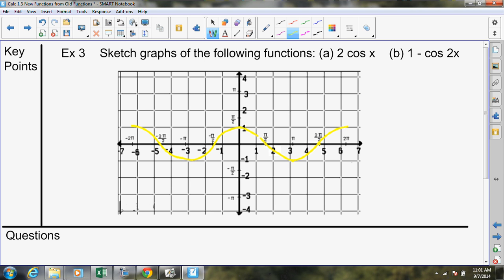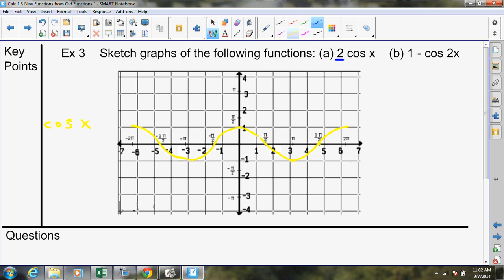Here's our cosine function. This is the parent. So, for part A, what does this 2 do for us? Well, since the 2 is being applied outside the cosine, that's being applied to the image, that tells us we're going to make a vertical stretch. Everything is going to be made twice as tall.